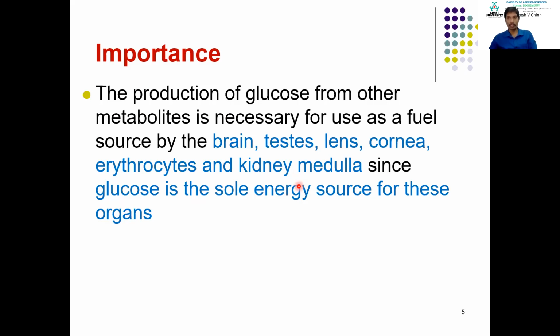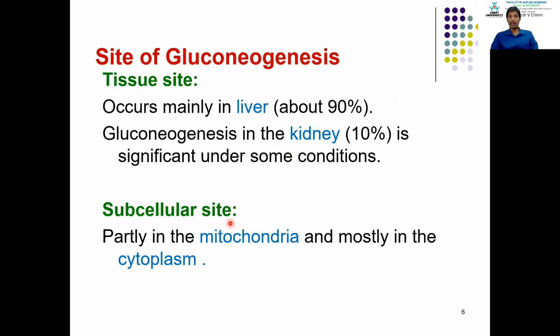Even though glucose is less, those cells can still survive because they will find another metabolism as a source of energy. But these cells, especially the brain and the erythrocytes, mainly require glucose as an energy source. That's why the body needs to maintain the glucose concentration constantly. So gluconeogenesis plays an important role in making the glucose synthesis which is needed for those tissues.